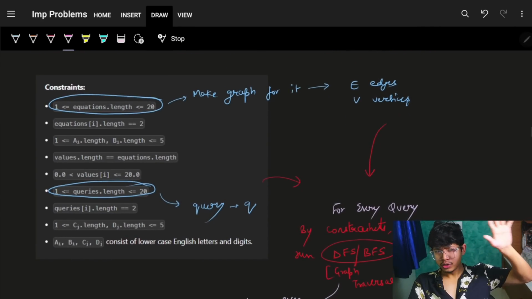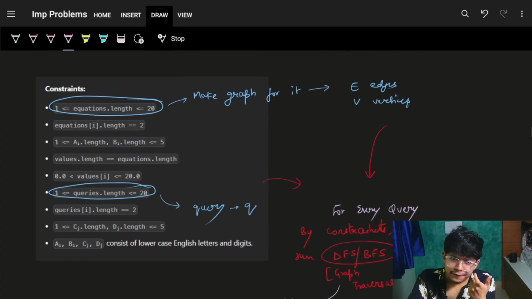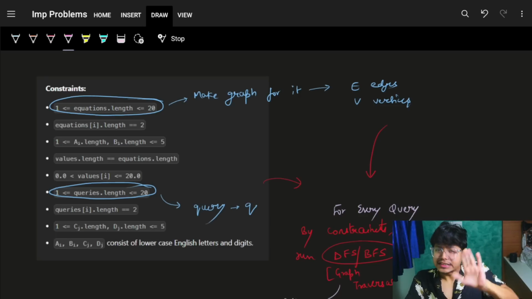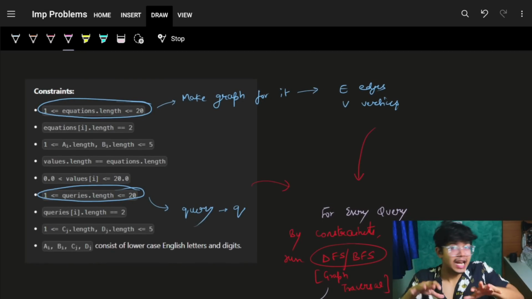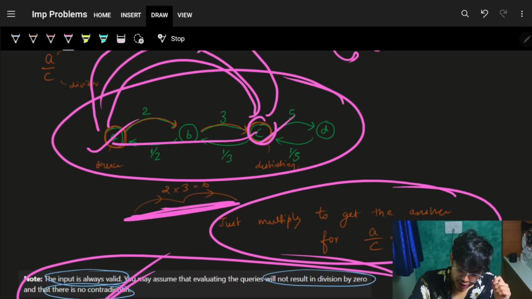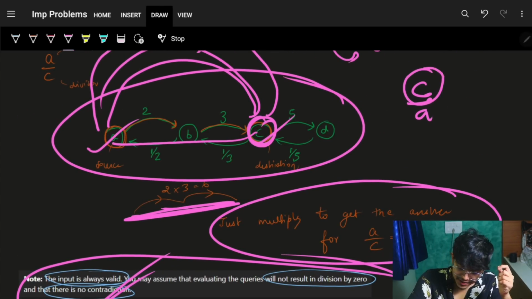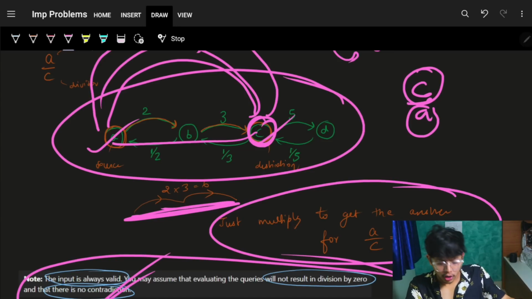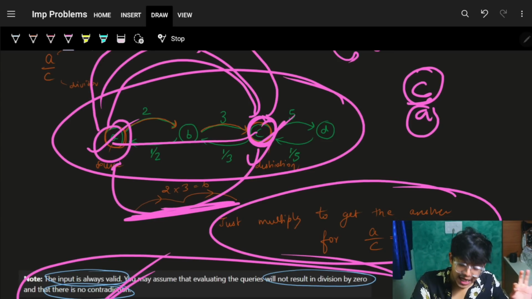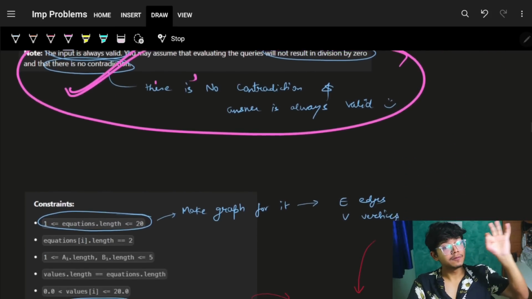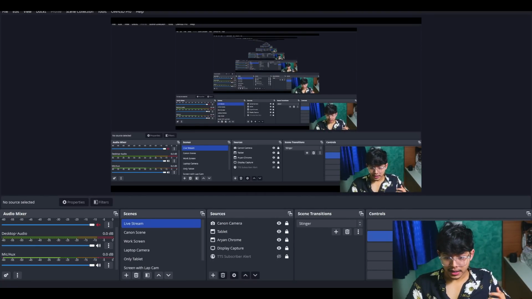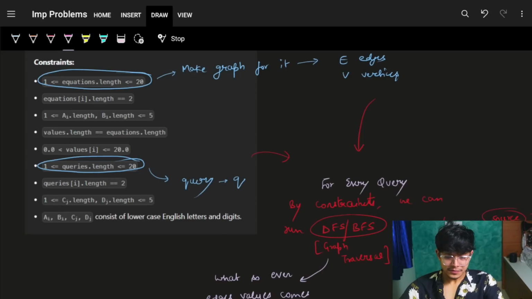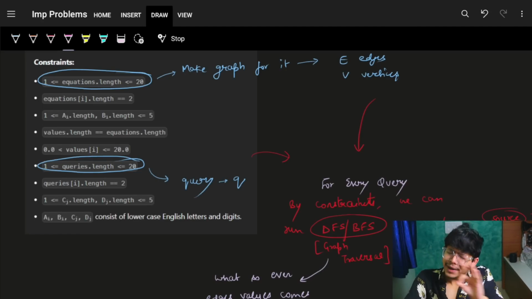Now we know that we have to find the answer for every query. So let's look at the constraints once, to see if it is possible. We can actually just do a graph traversal, because if I want to find the answer for C upon A, I simply start from C and try to reach A, that would be all. So a simple graph traversal would actually work. But let's see the constraints, to check whether we have to optimize something or whether a simple graph traversal would be good.